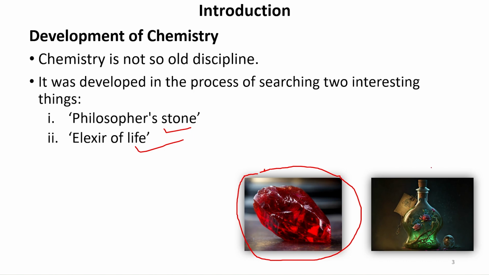Now the second one is the elixir of life. Elixir of life is similar to the Amrit which is mentioned in the Indian mythology. It gives a person the power of immortality. So while studying these two things, chemistry was developed. So let me make one thing clear that these two things are hypothetical and are not developed till date.